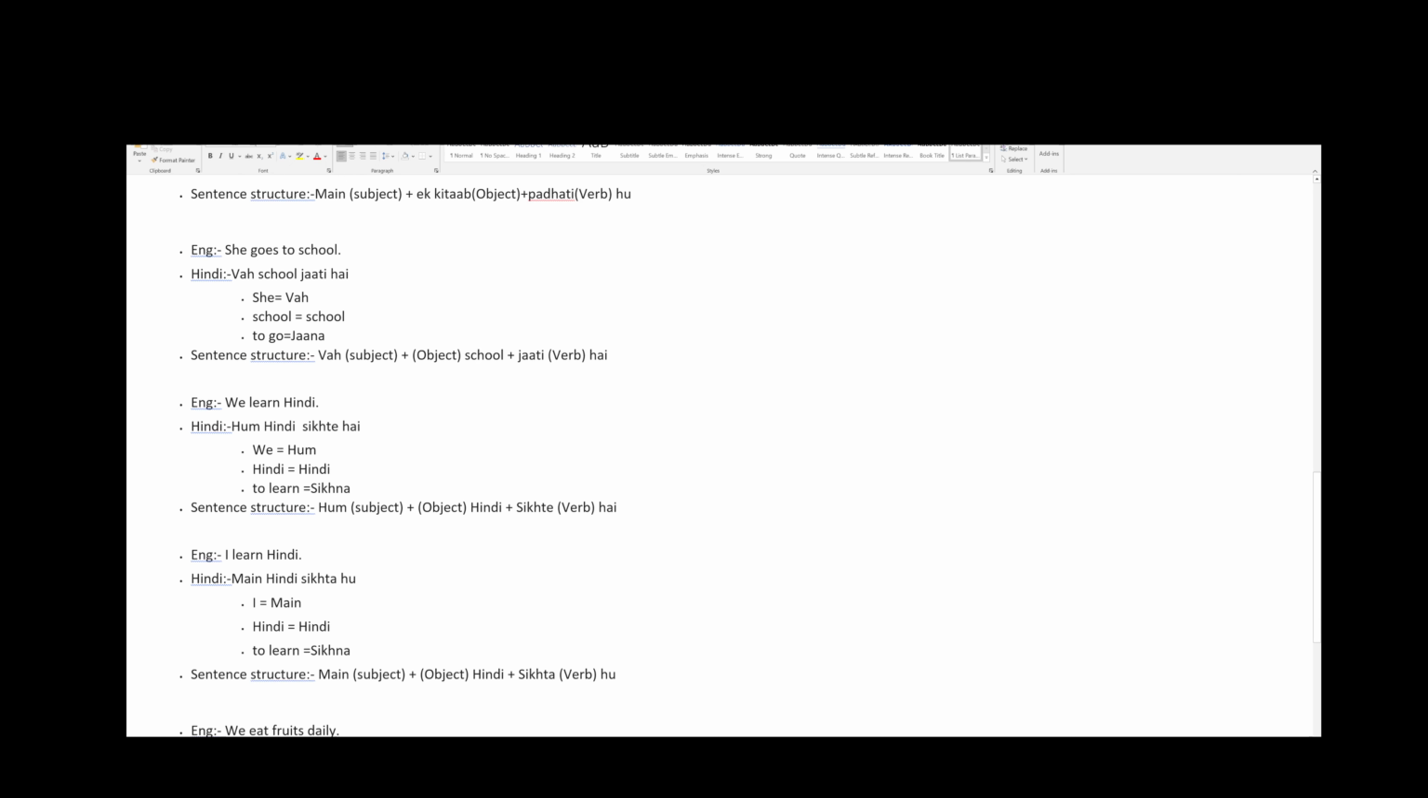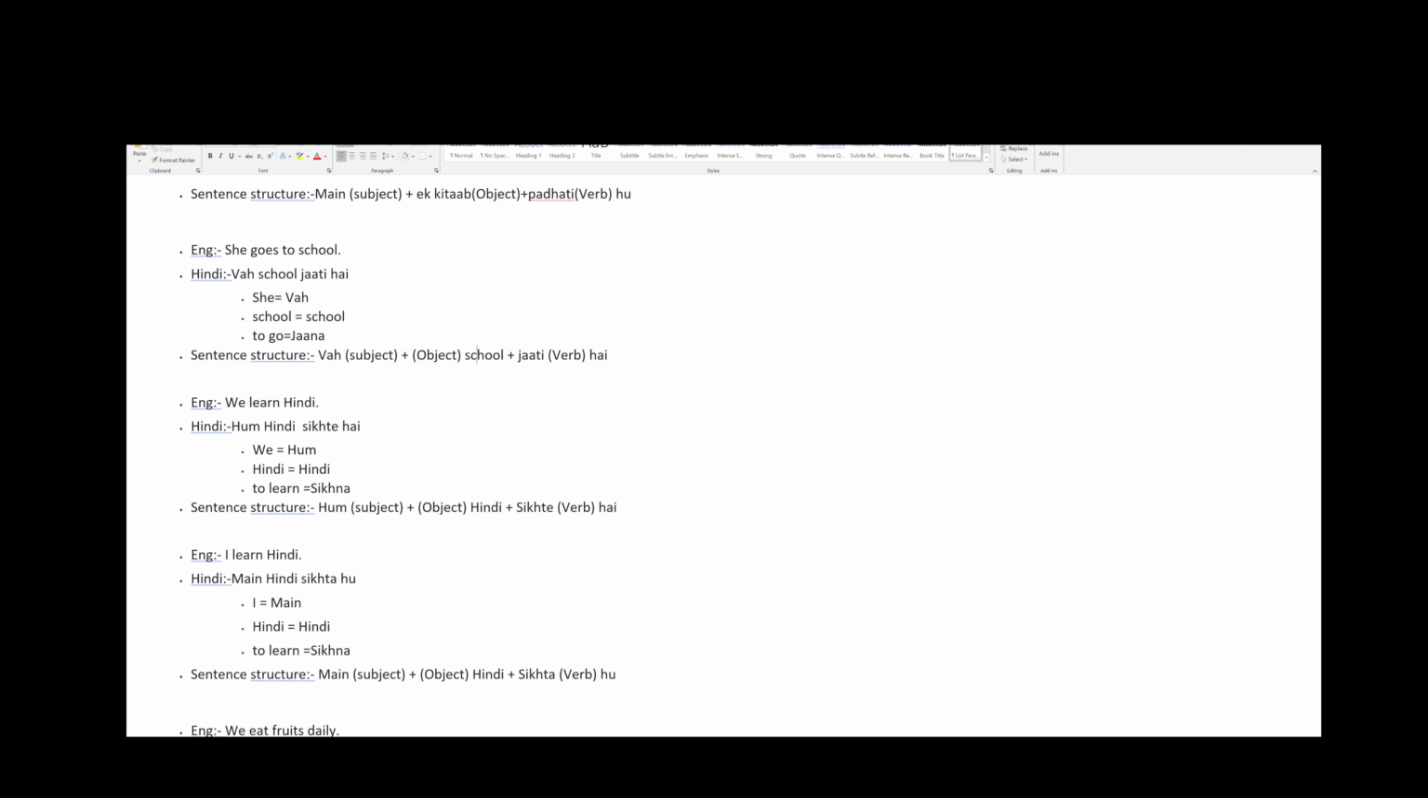Next sentence is we learn Hindi. हम हिंदी सीखते हैं. We, हम, हिंदी, हिंदी. To learn, सीखना. So you need to follow that order: subject, object, verb. So what is my subject here? हम. Object हिंदी. सीखते हैं, verb, सीखते is a verb. So whenever there is a plural form, always Hindi sentence ends with ते हैं, सीखते हैं. हम हिंदी सीखते हैं.